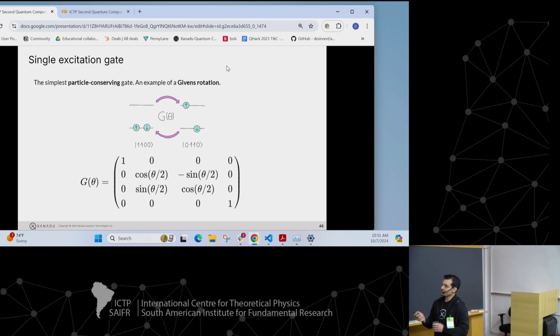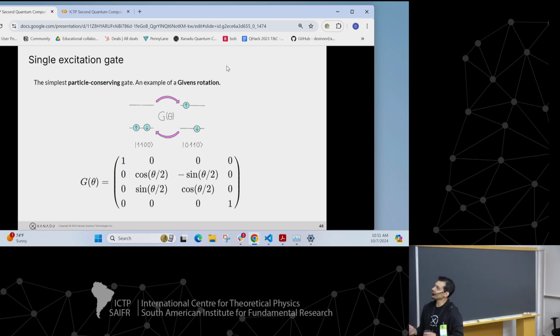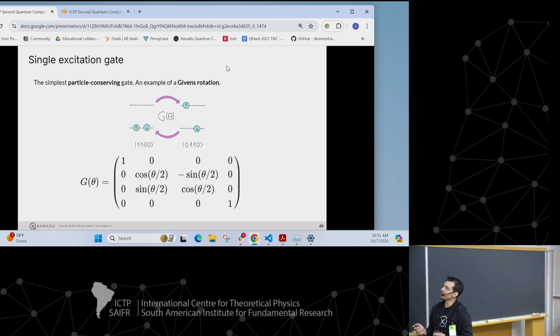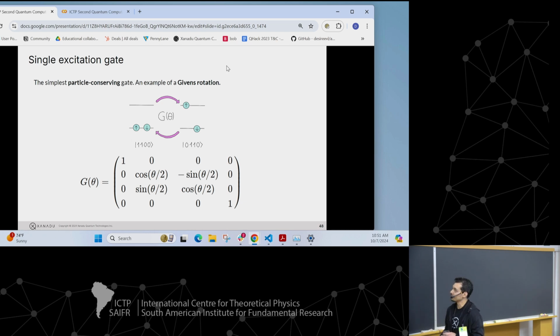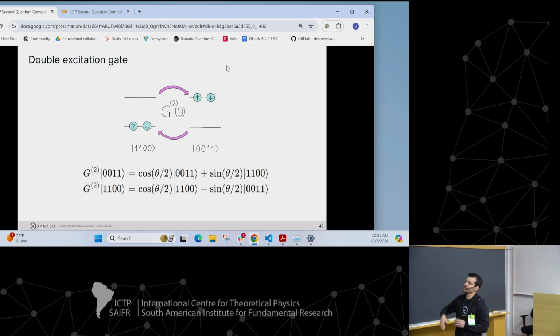So this is just to give you an idea. Don't worry too much about the equations, but what these given rotations, or the single excitation gates, do, as I mentioned, is promote an electron from one spin orbital to another. You can think of this as a rotation in a subspace of your Hilbert space. So you're trying to explore a larger part of your Hilbert space through these rotations. You also have these double excitation gates where you can promote two electrons to a different spin orbital.